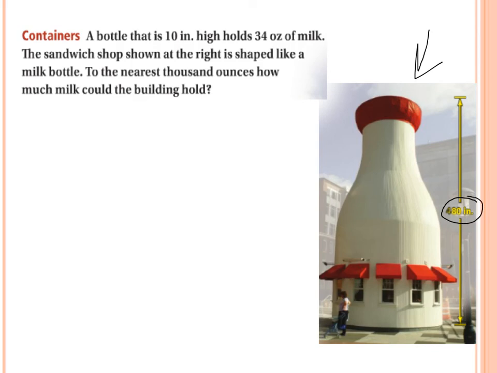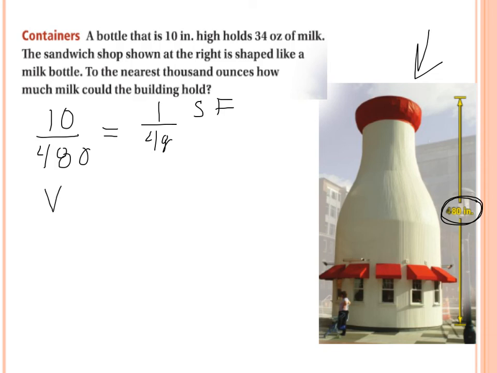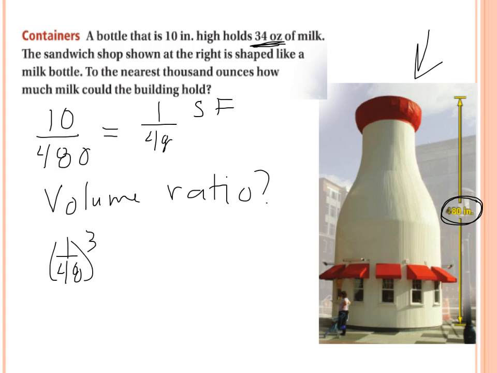Well, the picture gives me how high this is. So what is given here is the 10 over 480. This is going to give me my scale factor. Now if I simplify this just to make life easier, this would be 1 over 48. And again, this is my scale factor. So now I'm going to figure out what is my volume ratio, because that is what I'm dealing with. I'm dealing with volume. 34 ounces is volume. So now I'm going to take the cube of 1 over 48, because that's how you find your volume ratio. And you would get 1 over 110,592. So this is your volume ratio.